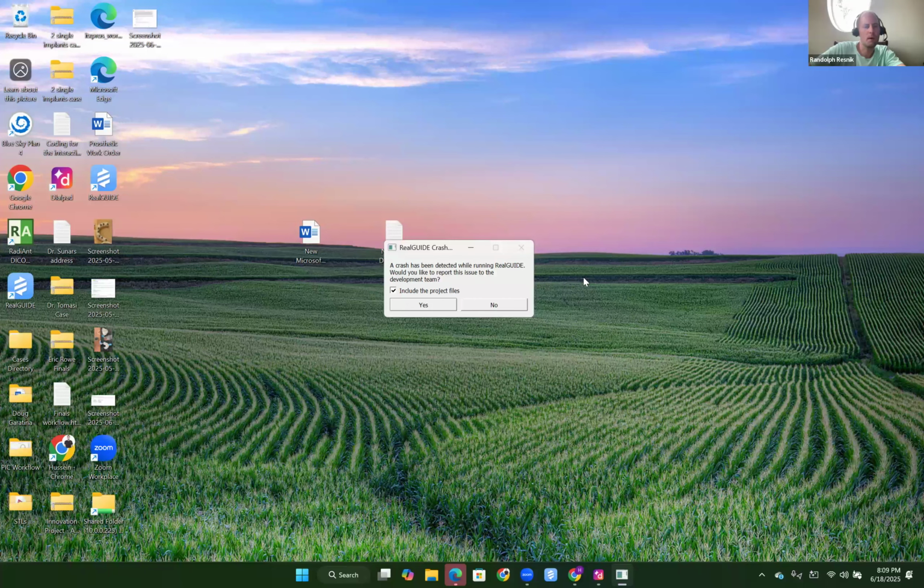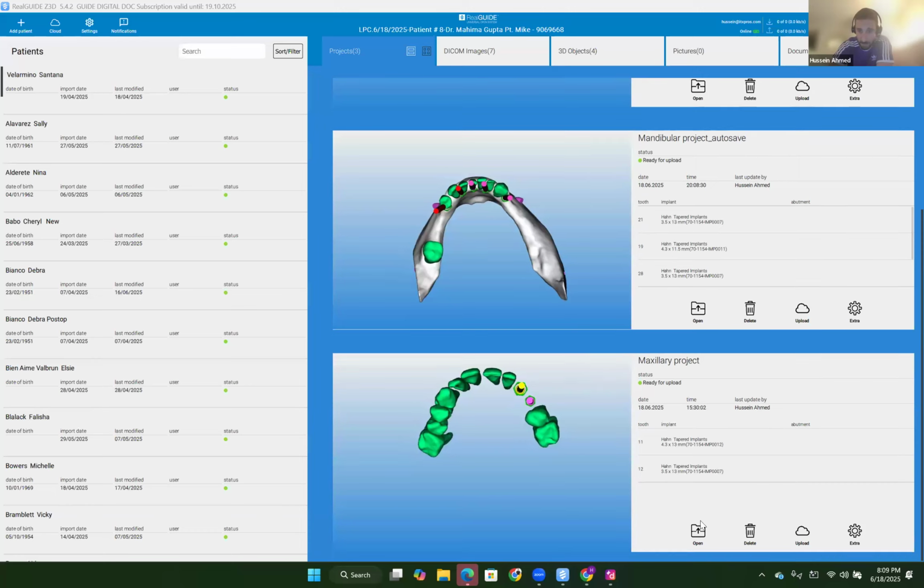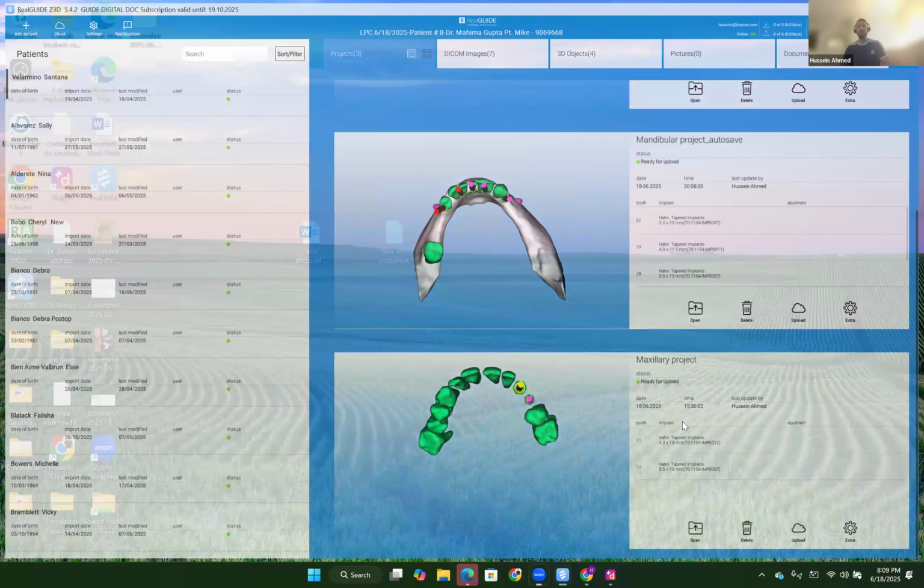Were you opening it? Yes, sir. I'm opening it right now, but it's taking its sweet time. I do apologize about that, Dr. Resnik. But here we go, maxillary project.